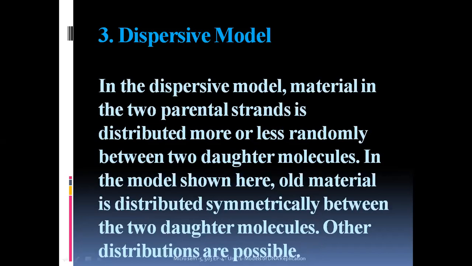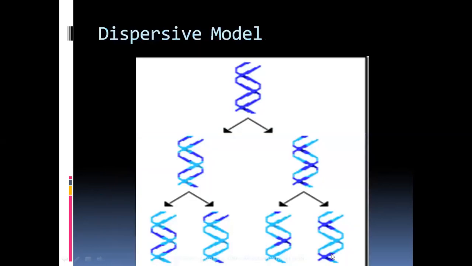It is dispersed in various directions. Material in the two parental strands is distributed more or less randomly between two daughter molecules. What is explained over here? It is distributed more or less randomly between two daughter molecules. In the model shown here, old material is distributed symmetrically between the two daughter molecules. Other distributions are also possible. Now see, what happens if the dispersive model is followed in replication?